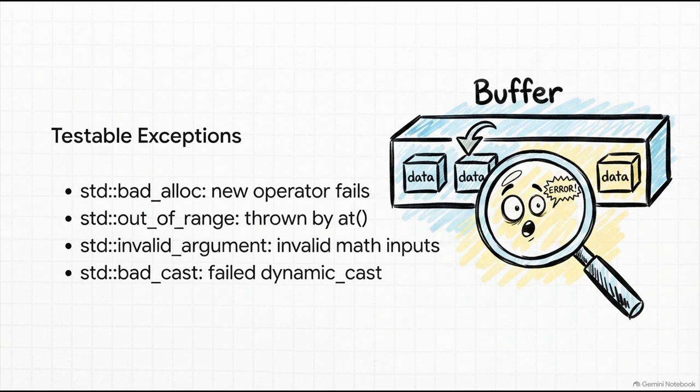First up, remember that bad_alloc happens when the new operator fails, like if you run out of memory trying to declare some massive array. Then there's out_of_range, your classic bounds violation, usually thrown by the .at method in a vector or string. Moving down, we have invalid_argument for bad math inputs, and finally, bad_cast for failed dynamic casts.